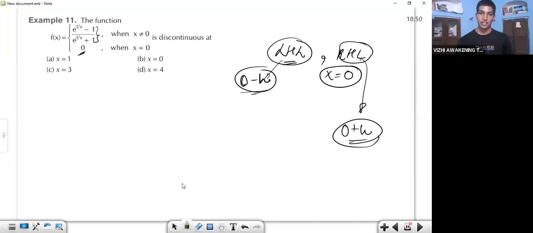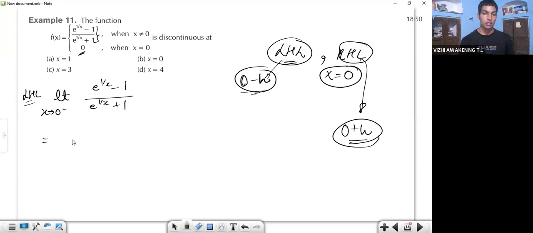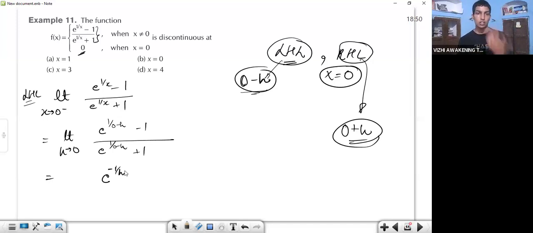Okay. Satisfactory answer. So let us now proceed and find the left hand limit and right hand limit. For finding the left hand limit, we are approaching the function from 0 minus, e^(1/x) minus 1 over e^(1/x) plus 1. We can write it as 0 minus h, e raised to power 1 by (0 minus h) minus 1 over e raised to power 1 by (0 minus h) plus 1, limit h tends to 0. I have just written 0 minus h in place of x. So it will simply become e raised to power minus 1 by h, because we can write the minus sign in the denominator or the numerator, it is the same.